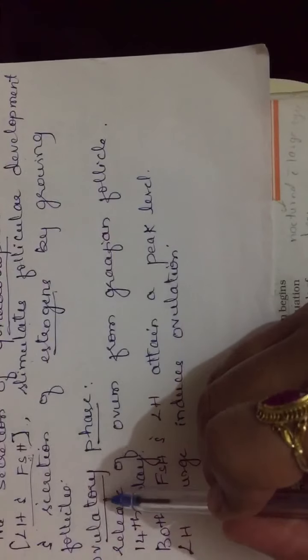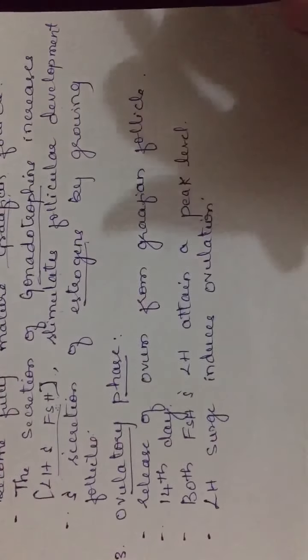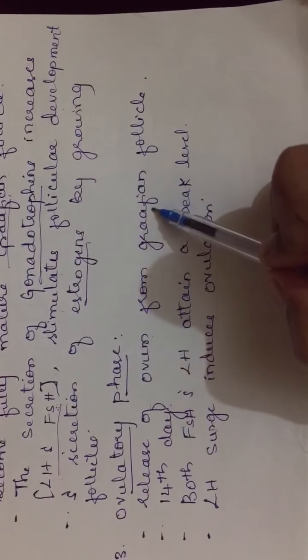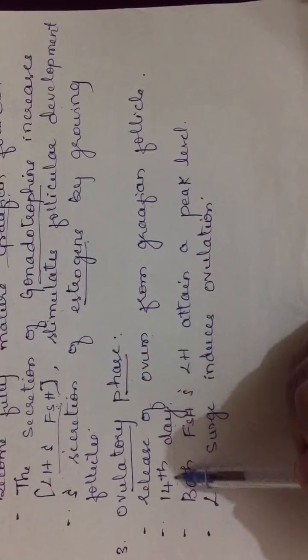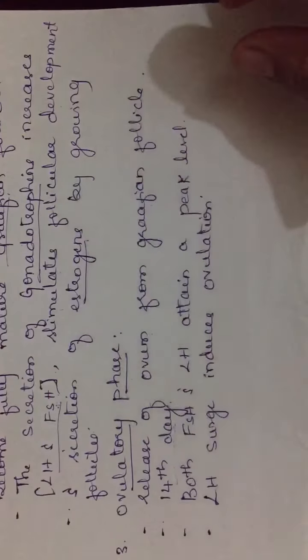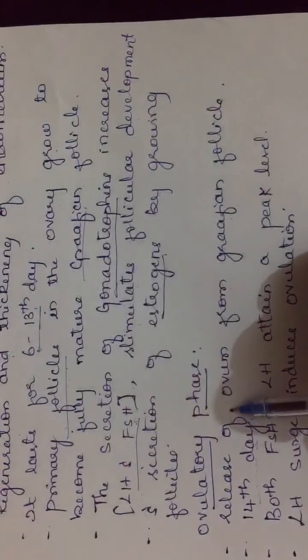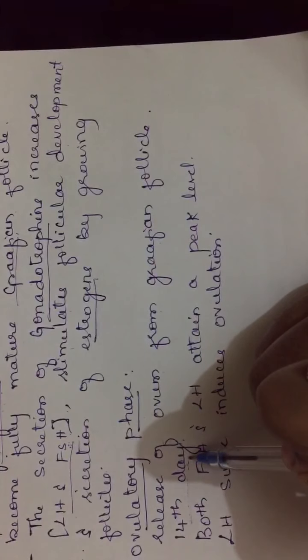Now the third phase we have here is the ovulatory phase. In this ovulatory phase there is a release of ovum from the mature Graafian follicle. As we said about ovulation, the process of release of ovum from the mature Graafian follicle, we call it ovulation. So that takes place in the ovulatory phase. On which day? On the 14th day of the menstrual cycle. As we said, 6th to 13th day is the follicular phase. Now the 14th day will be the ovulatory phase, which means release of ova takes place on the 14th day of the menstrual cycle.